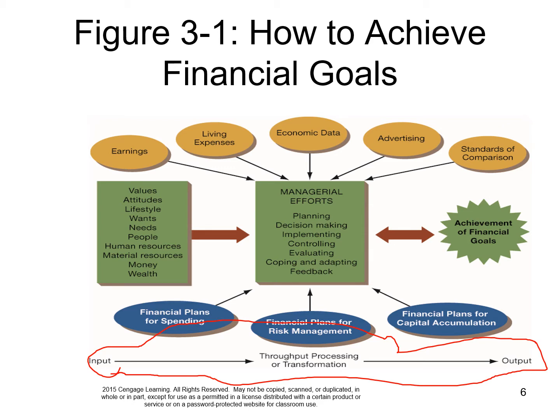And each one of these will include the inputs, which involve our financial values, our financial attitudes, the lifestyle that we desire, our wants, our needs, other people. Our managerial efforts are this throughput section, and here's where we're going to kind of focus today. It is the planning and decision making and how we control and evaluate that. So if you remember from 2065, you can see how this whole nice little chart works together to help us achieve financial goals.